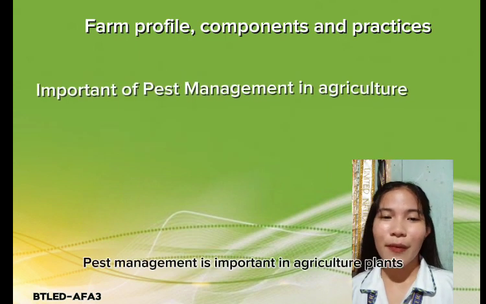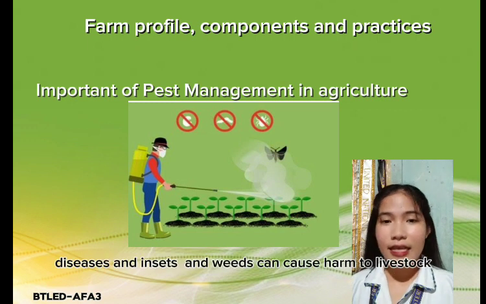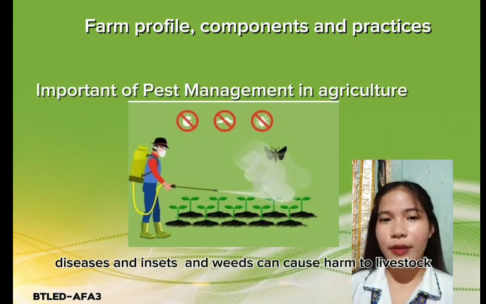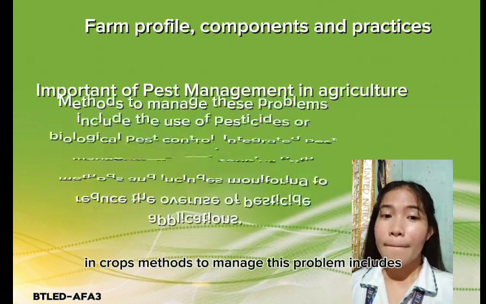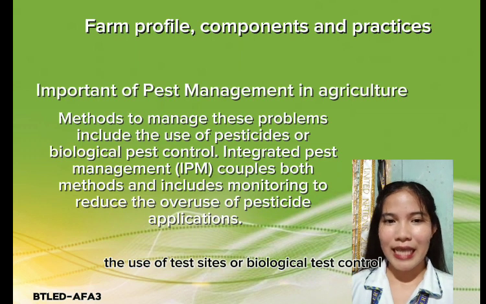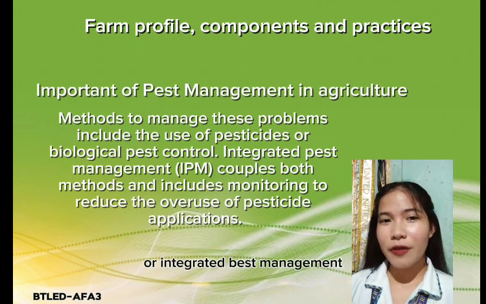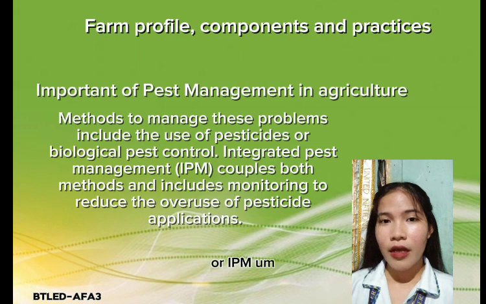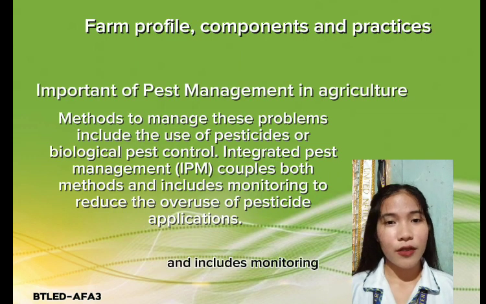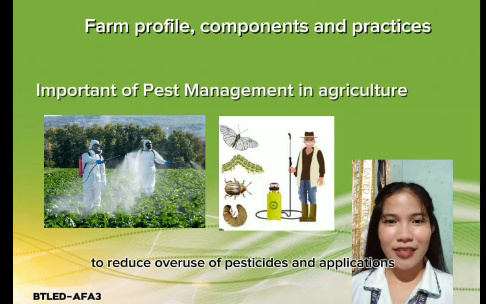Why do you think pest management is important in agriculture? Plant diseases, insects, and weeds can cause harm to livestock and crops. Methods to manage this problem include the use of pesticides or biological pest control. Integrated pest management, or IPM, consists of both methods and includes monitoring to reduce overuse of pesticides and applications.